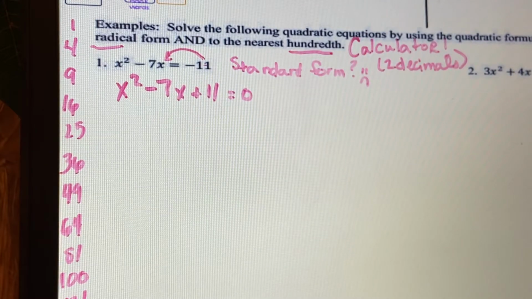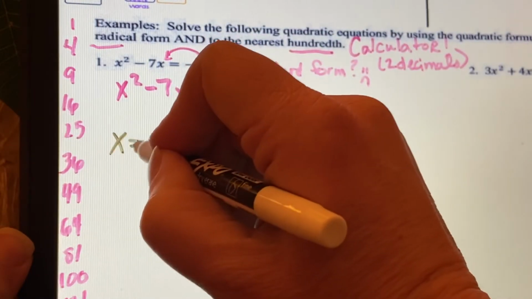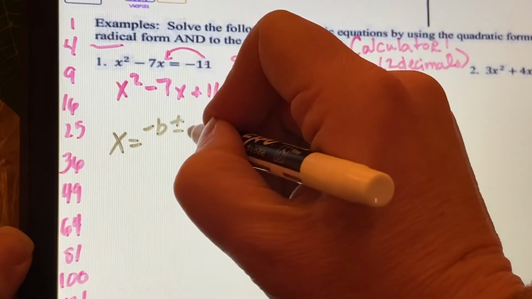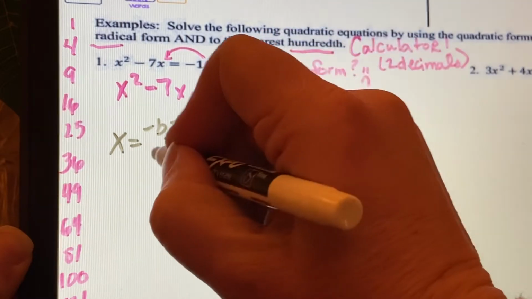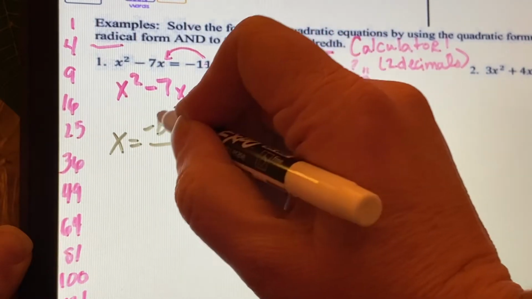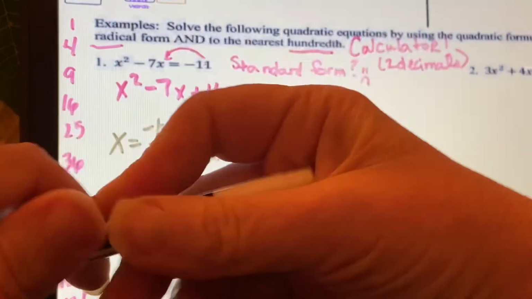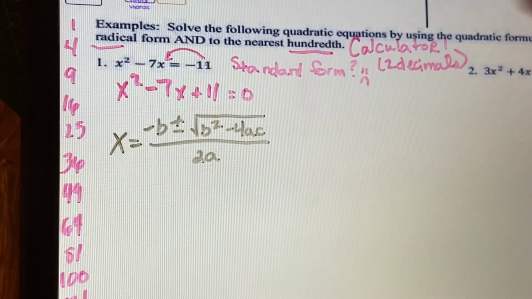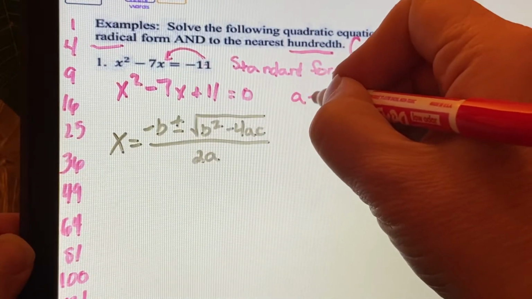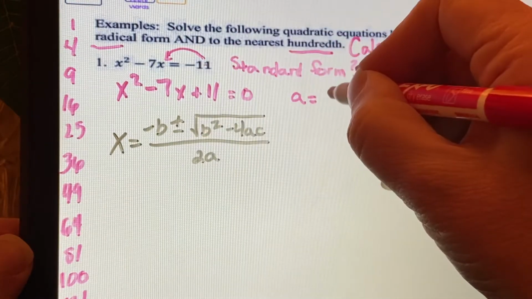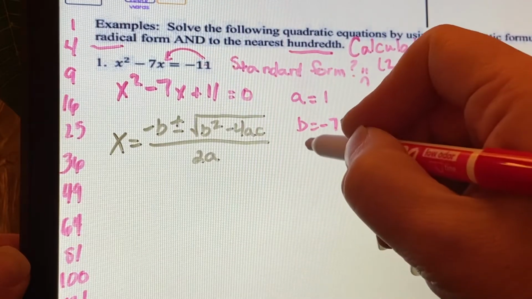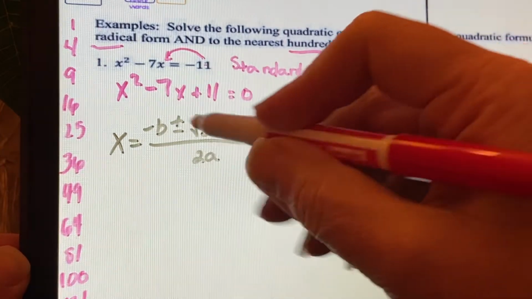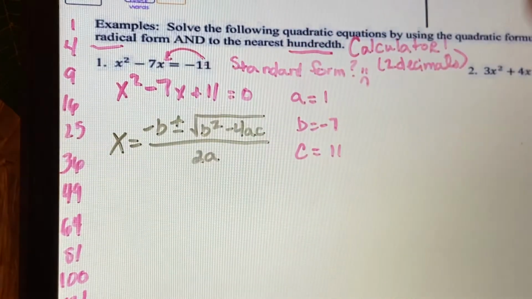If you don't remember what it is, it's x equals -b plus minus square root b squared minus 4ac all over 2a. And wherever there's a variable, remember, we're going to replace it with a number inside of parentheses. Our a in this problem is the number right out front, so it's 1. The b is -7, and our c is 11. We're just going to substitute those in properly and use our order of operations.